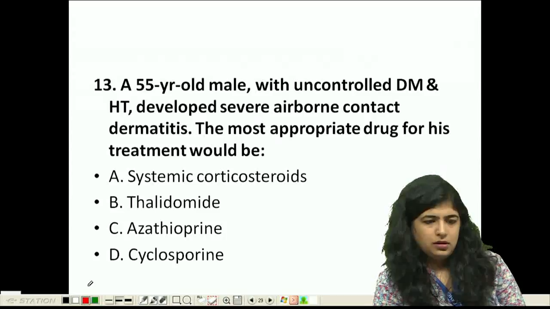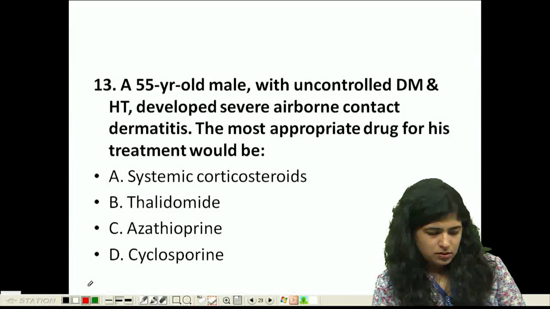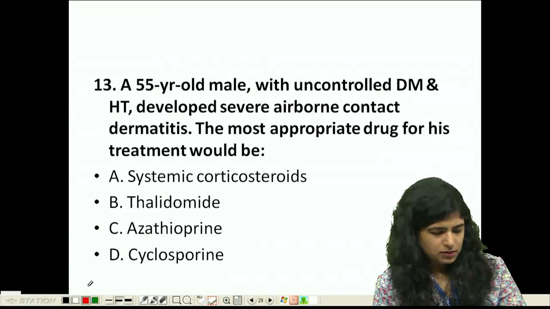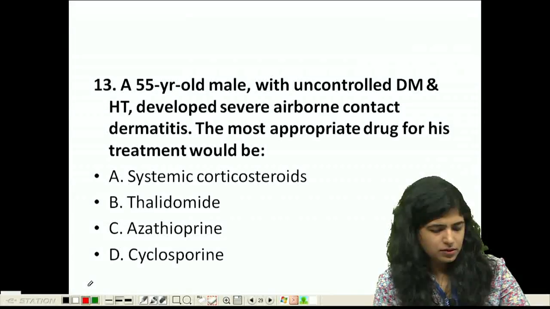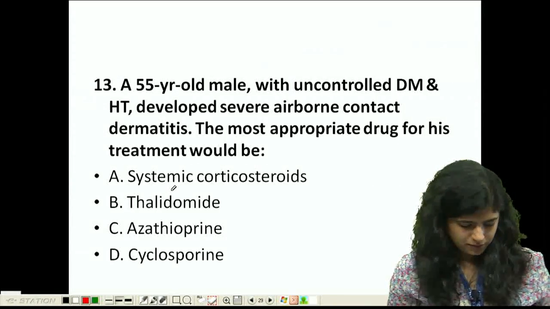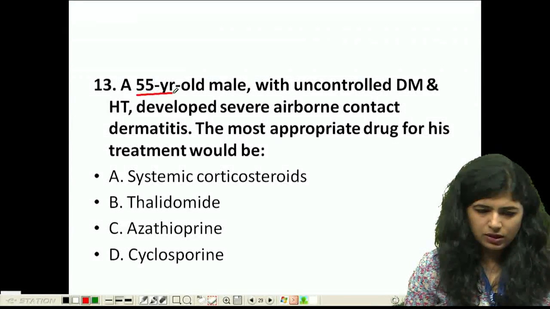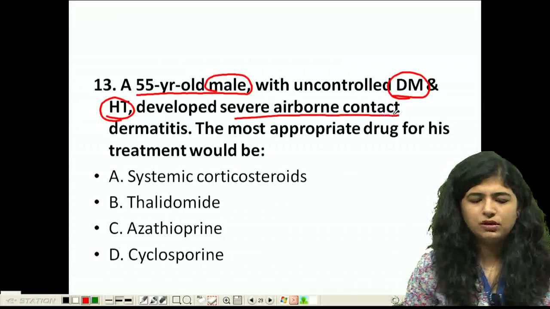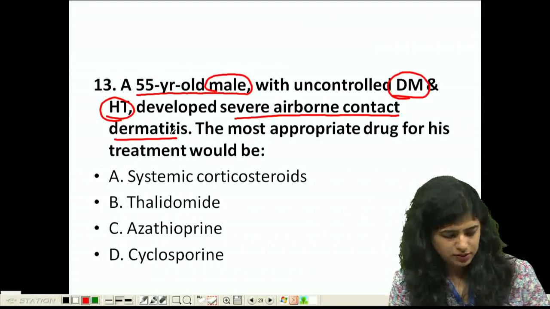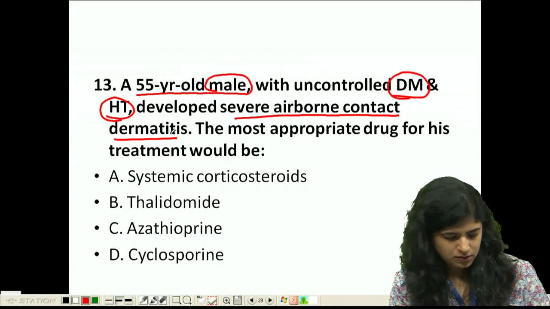Read this. Have you all read it? So, a 55-year-old male, uncontrolled DM, uncontrolled hypertension, develops severe ABCD. What will be the most appropriate treatment? Tell me.